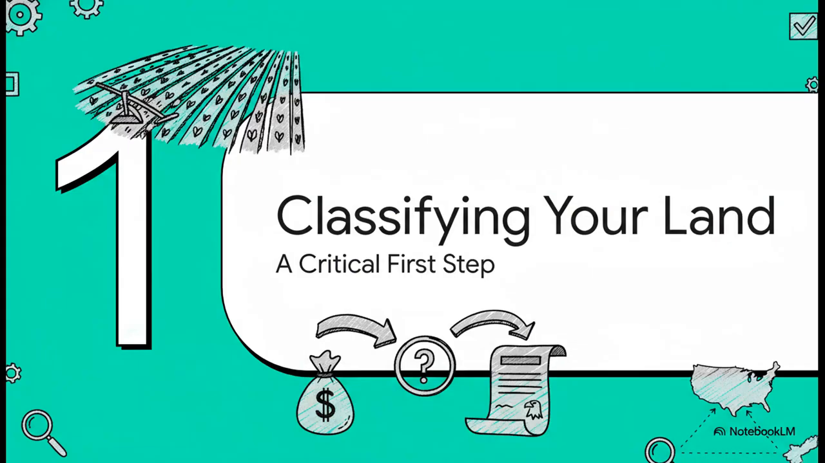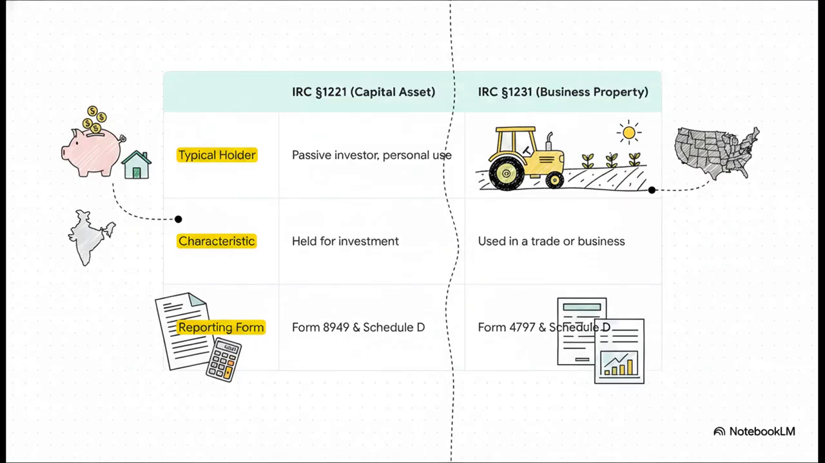Okay, so where do we even begin? The very first thing you have to do is classify your land correctly under U.S. tax law. This is a huge decision because it dictates exactly how you're going to report the sale. Now, this slide really lays out the two main paths. Is your land a business property under Internal Revenue Code Section 1231, or is it a capital asset under Section 1221? For most people we're talking about, especially those holding ancestral land, you're almost certainly going to fall into that capital asset bucket. That means the gain gets reported on Form 8949 and then flows to Schedule D.